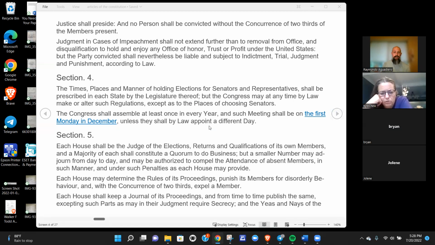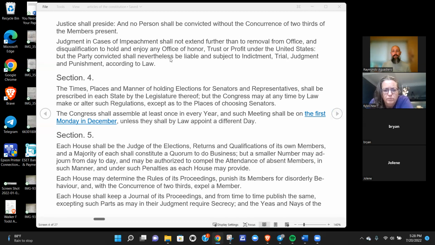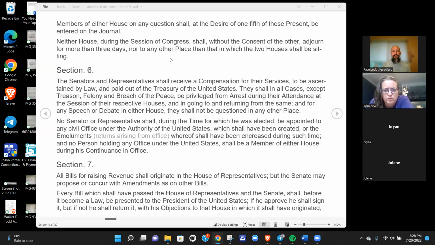So the proceedings are kept in the journal. Everything that's discussed in the Congress is published from time to time. But if they require secrecy, they can be hidden. The yeas and nays are recorded with the names of who voted, and at the desire of one fifth of the members present on any occasion, shall be entered on the journal.